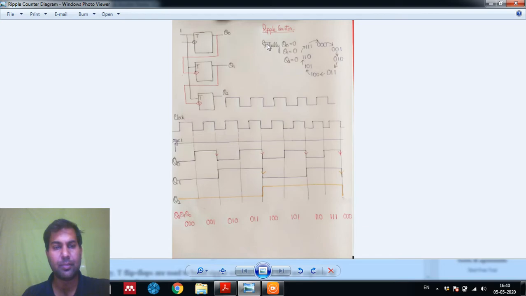The signal whose pulses are to be counted is connected to the clock input of the flip-flop that holds the least significant bit, right? The output of each flip-flop is connected to the clock input of the next flip-flop in sequence, and the flip-flops are negatively edged. This is a very important line: all flip-flops are negatively edged.